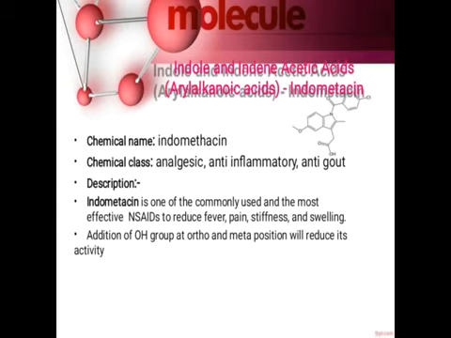So we'll move to the first drug, that is indomethacin. This is the structure of indomethacin. It is used as an analgesic, anti-inflammatory, and is useful in the treatment of gout. It is useful to reduce fever, pain, stiffness, as well as swelling. The addition of a hydroxy group at the ortho and meta positions will reduce the activity. So this is about the drug indomethacin.